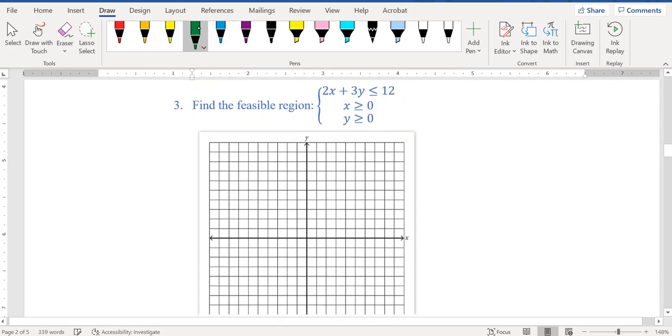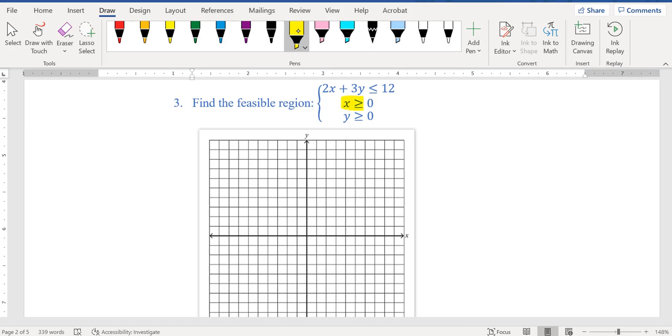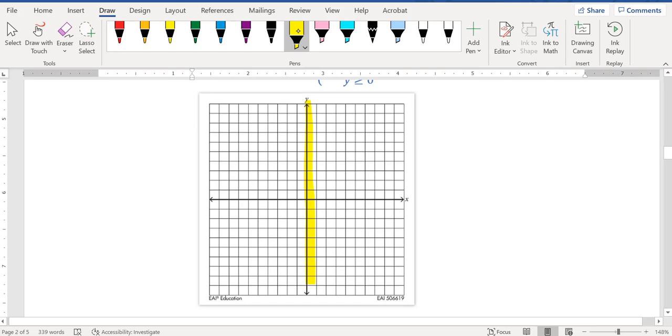Okay, let's do this again. Find the feasible region. We now have 3, but this one, x greater than or equal to 0. Here's the line x equals 0, and I want everything bigger than or equal to 0. So there's the line x equals 0. If I want bigger than or equal to, I want this region.